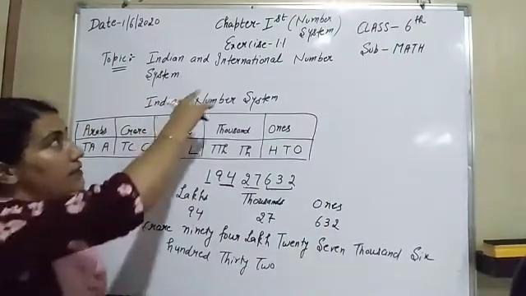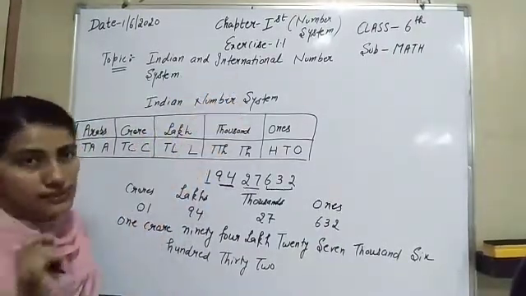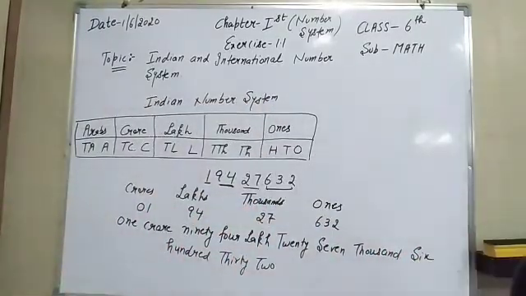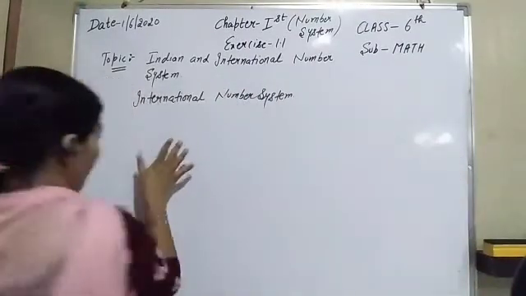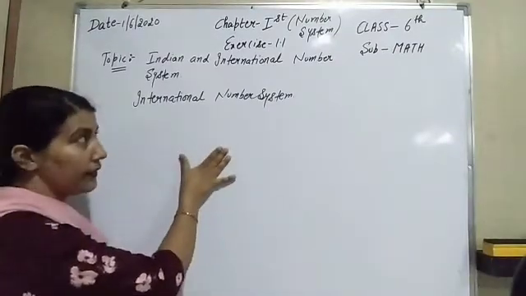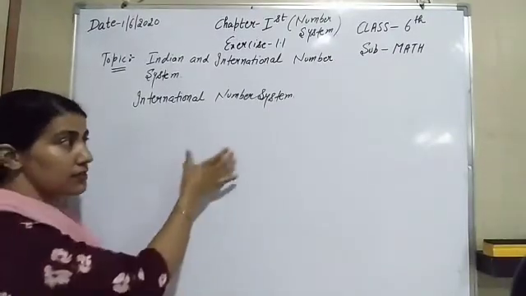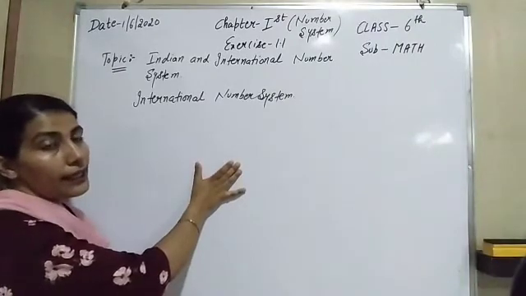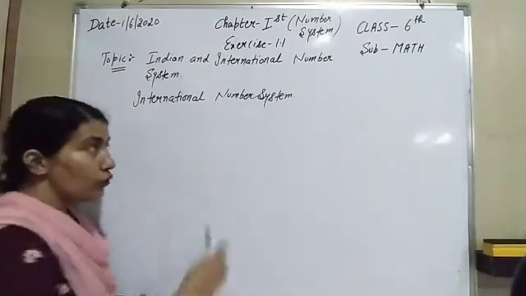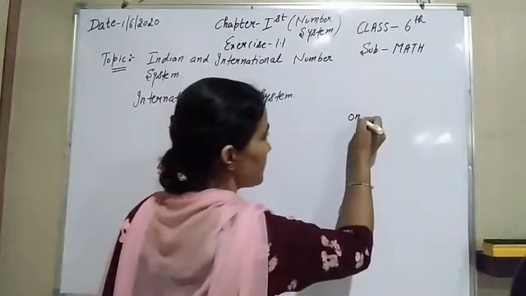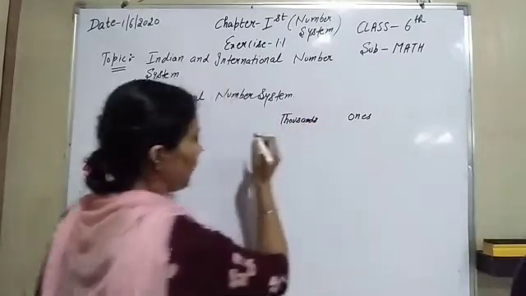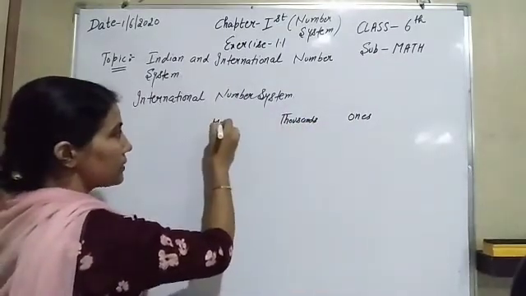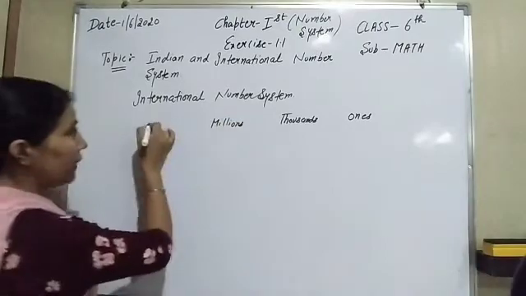Now come to the next concept, that is the international number system. Okay, now the international number system. So firstly, I'm going to make a table of the international number system. After that, we will discuss how we can write a number in the international number system. For the international number system, here is ones, thousands, millions and billions.